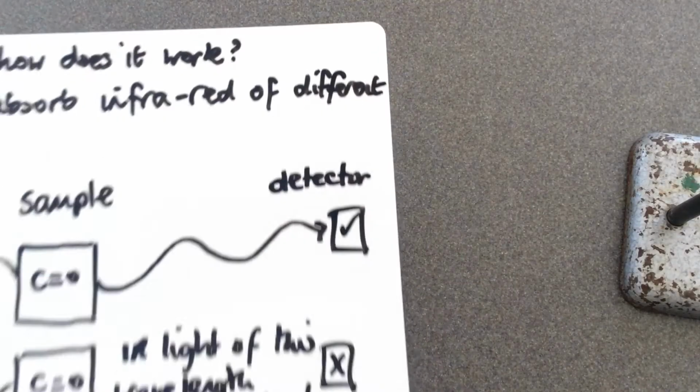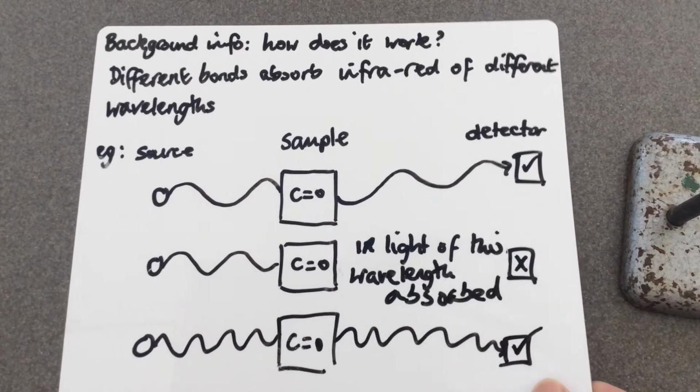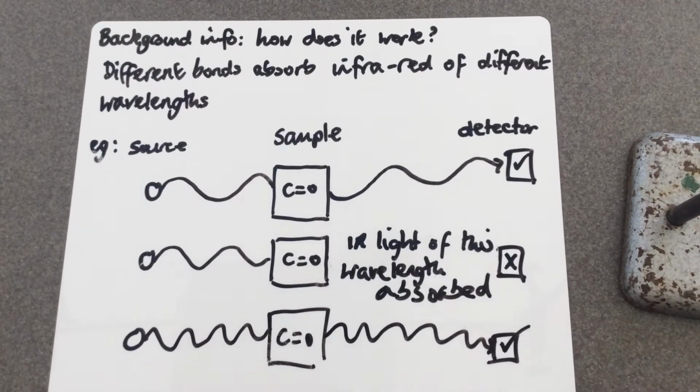Okay, some background information about infrared spectra. How does it work? Well, different bonds, OH bonds or CO double bonds, will absorb infrared of different wavelengths. So here we've got an example. Let's imagine I've got a sample of a molecule, and this molecule contains the carbonyl, the CO double bond.